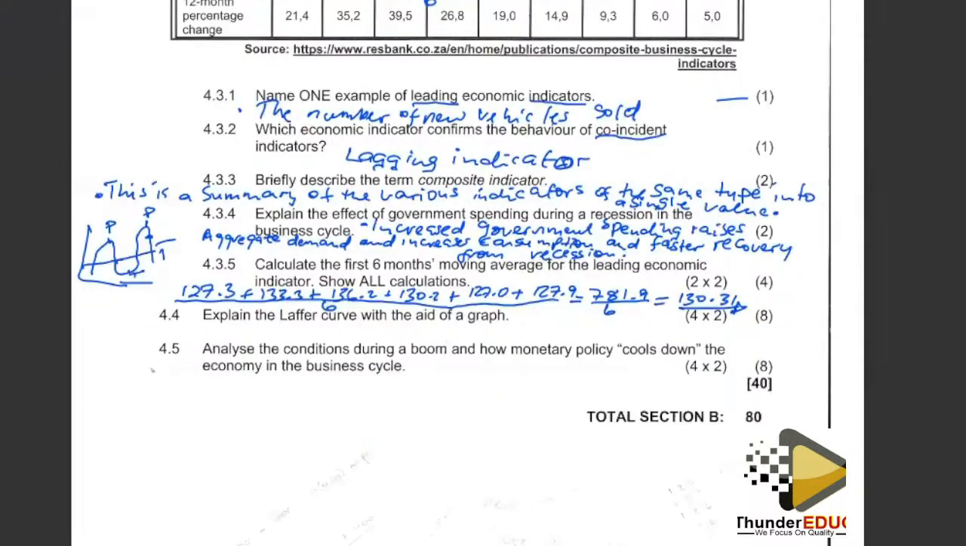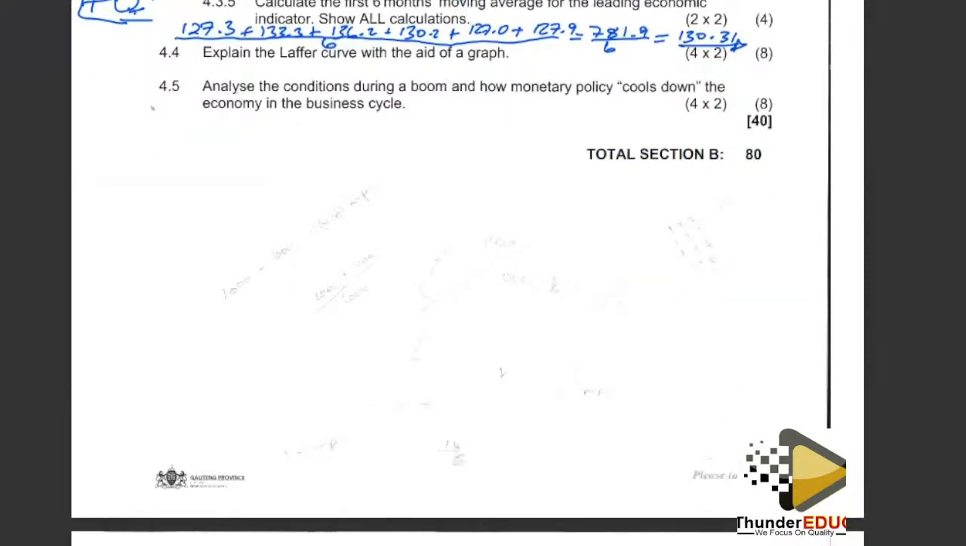So now let's move on to 4.4. So now 4.4 reads as follows. Explain the Laffer curve with the aid of a graph. So now this Laffer is the name of a person. He came up with his curve. He has his own approach, and his approach is with regard to the relationship between total tax revenue as well as tax rate.